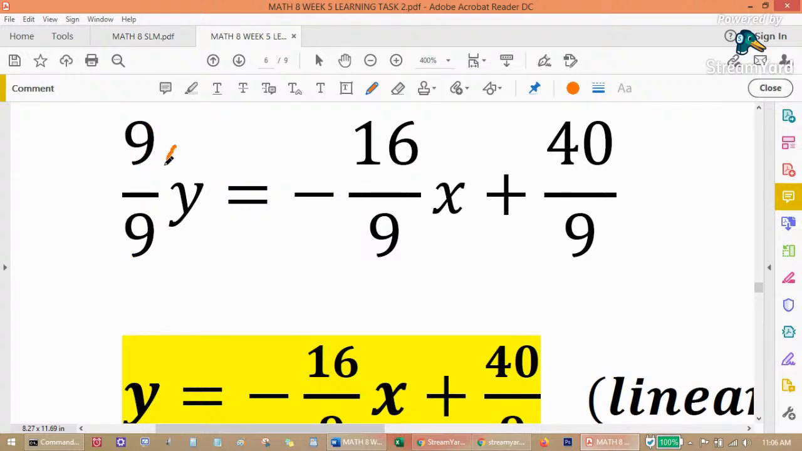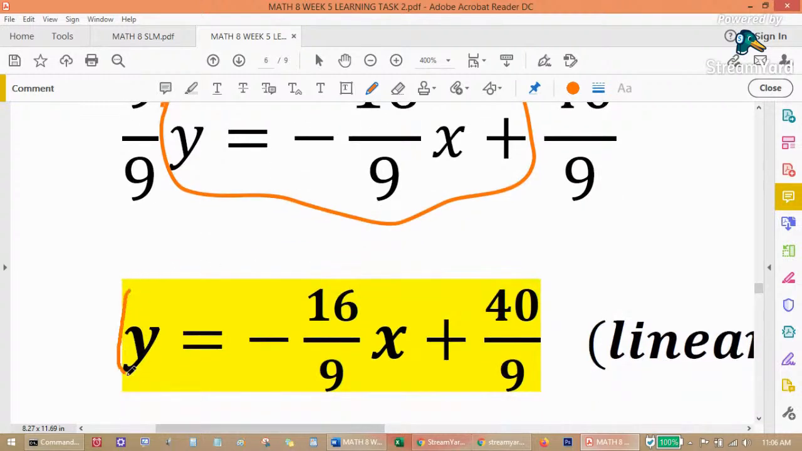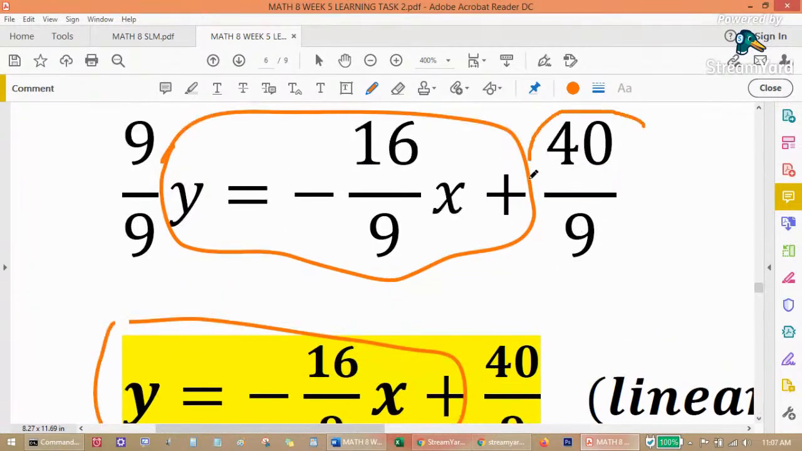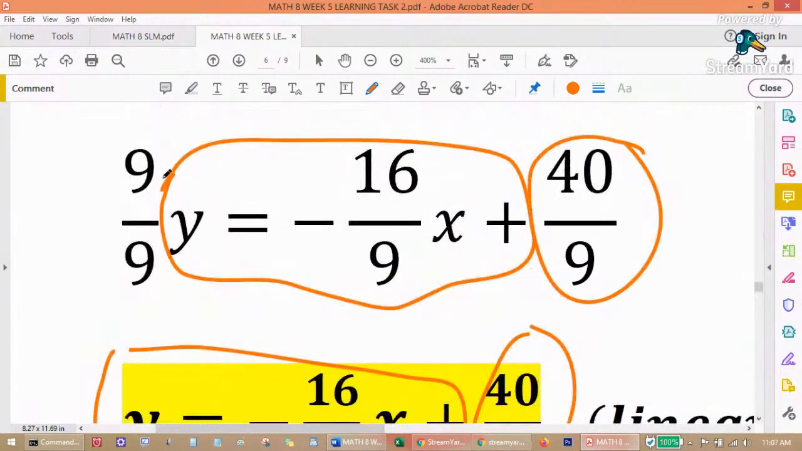Y is equals to negative 16x plus. Oops. Is equals to 16x plus, and then 40 over 9. Okay? So yun lang ang nawala. Hindi na natin pwedeng ma-simplify itong dalawang to kasi walang common factor. No? Wala silang common factor.